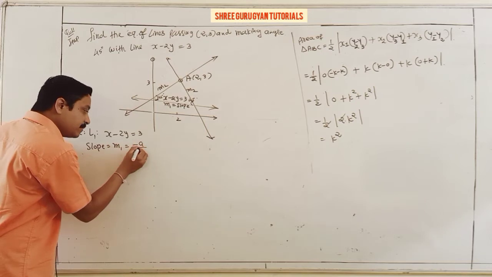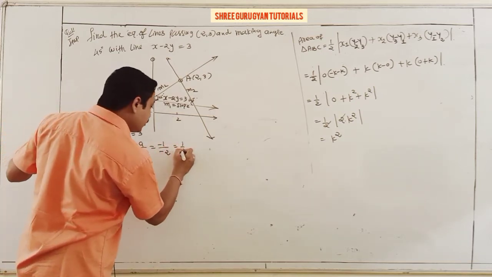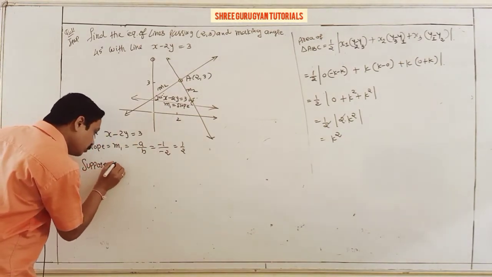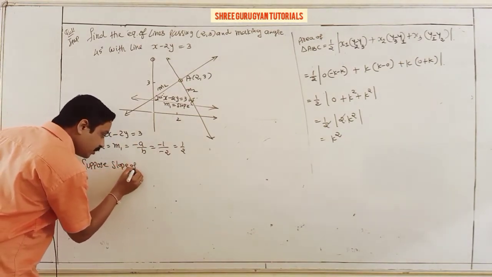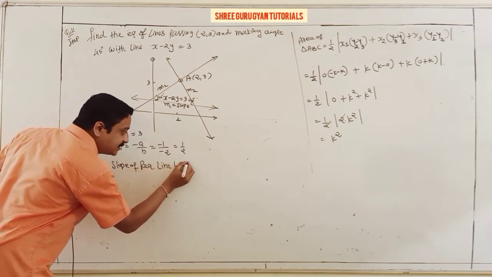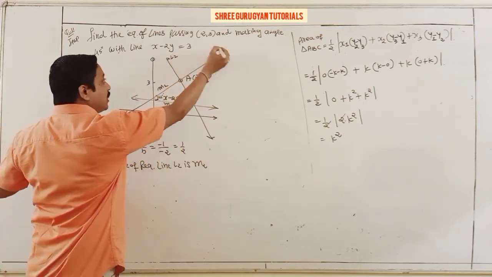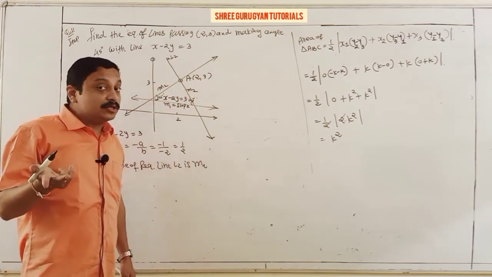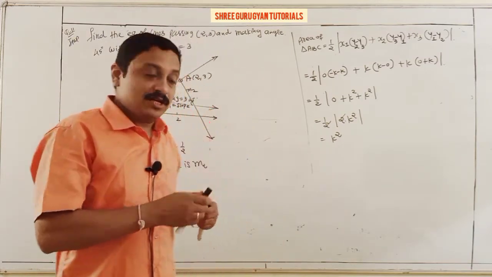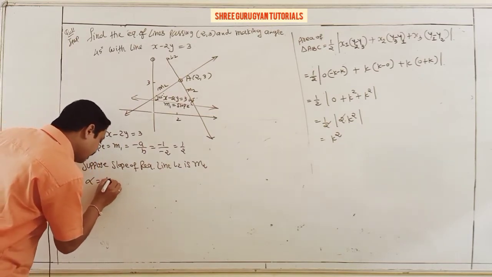Minus a by b, minus 1 by minus 2, which is half. And suppose the slope of the required line L2 is m2. This is your L2 line, either this L2 or this L2, any one, because here two answers are available, passing through (2, 3). So now students, the angle between them is 45 degrees.